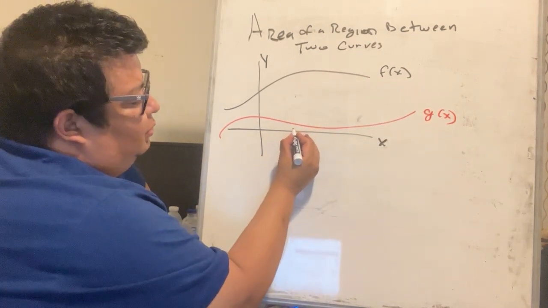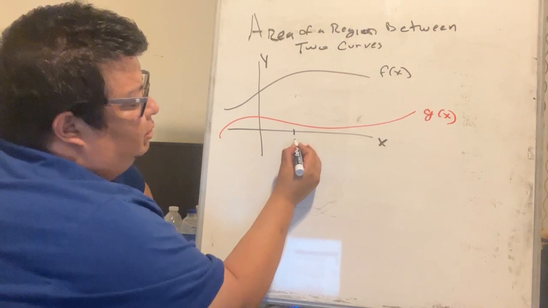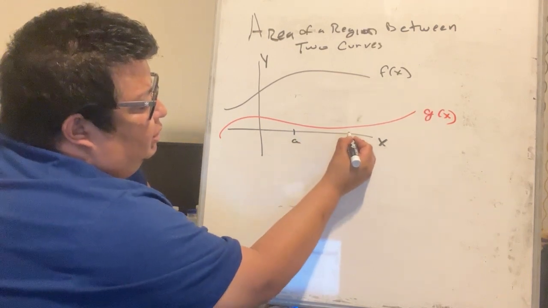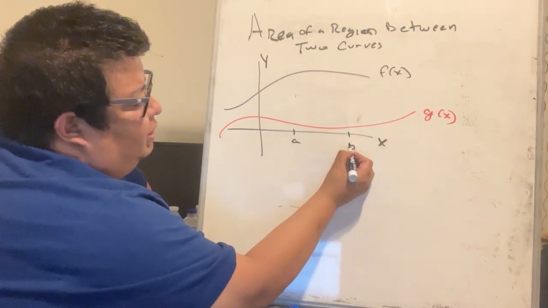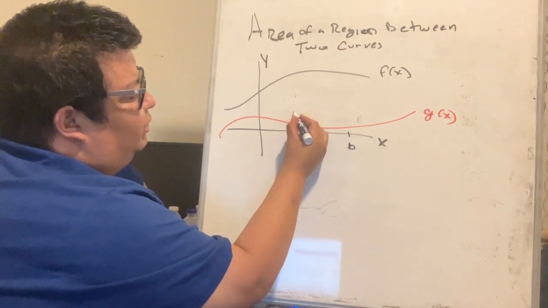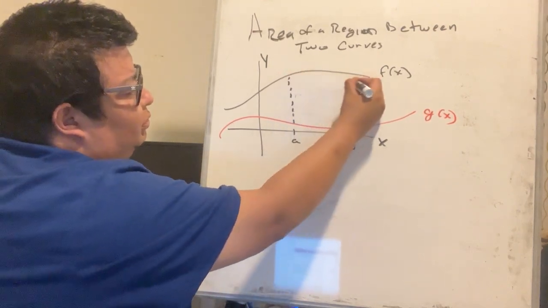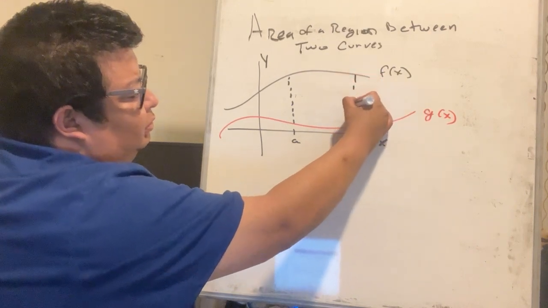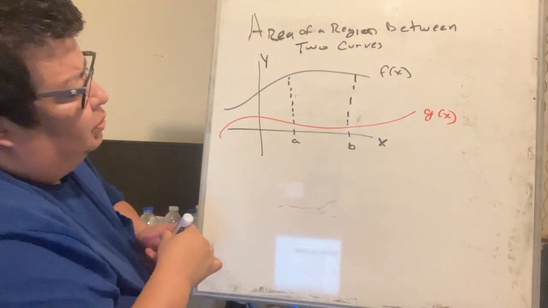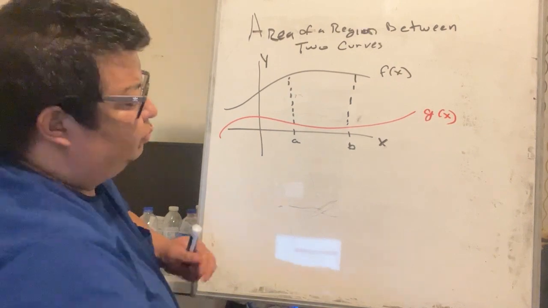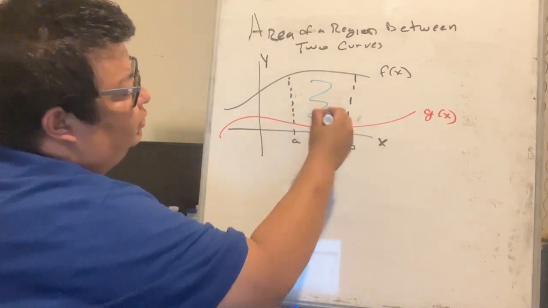Let's say I want to go from here. Let's say this is A and this is B. So I want to know the area in between this here.